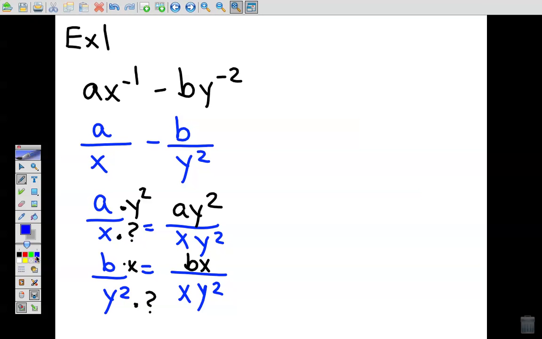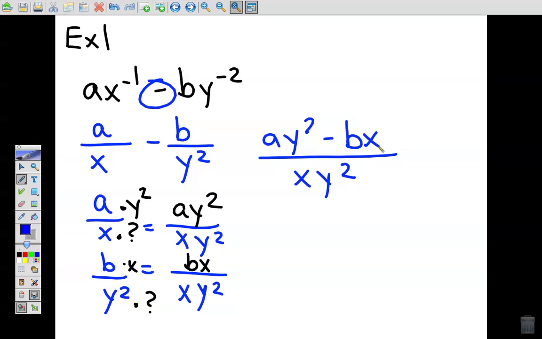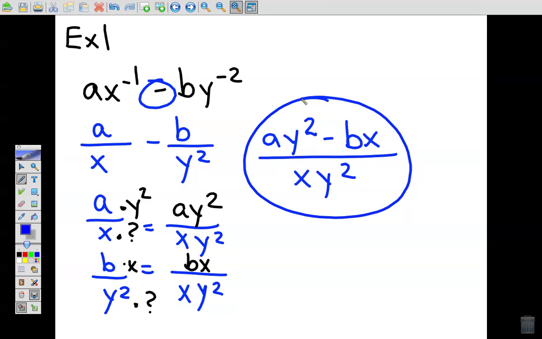Now, let's finish this off. We're subtracting these, right? So I put it over my common denominator of x y squared, and I subtract the numerators. So I have a y squared minus b x. And we're done. And sometimes they'll ask you, for example, in this particular problem, to write this with all positive exponents. Now, is this written with all positive exponents? It is. So we're done.